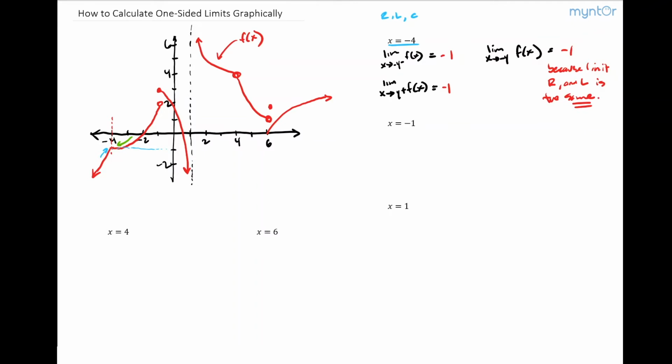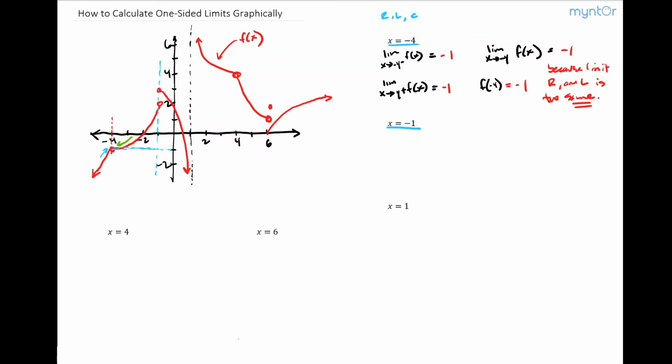If we go further and just say, well, what is the value of f of -4? We can look here and see that this value right here, in fact, is going to be -1. Let's go ahead and do another point. Let's look at the point x is equal to -1. And that point is going to be right here.